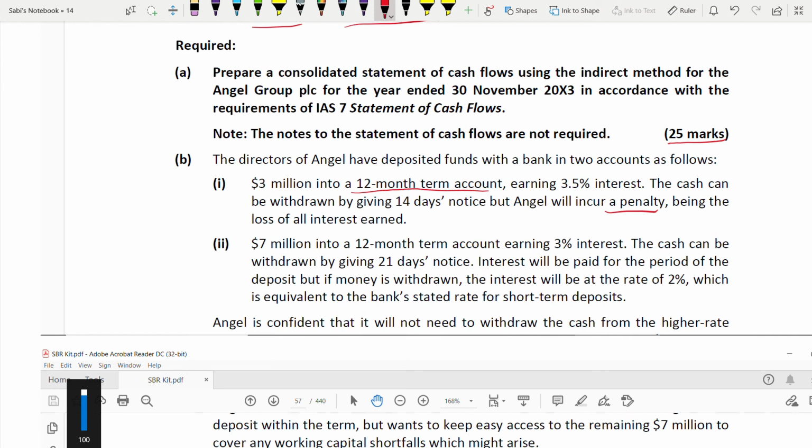term account. Okay. Next one is 7 million into 12 months, same, earning 3%. Cash can be withdrawn by giving 21 days' notice. Interest will be paid for the period of deposit, but if the money is withdrawn, interest will be at the rate of only 2%, which is equivalent to the bank's stated rate for the short-term deposits. Okay.